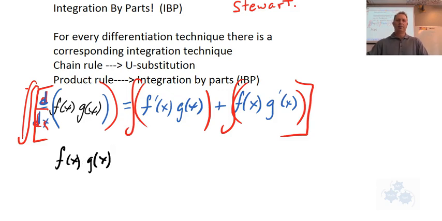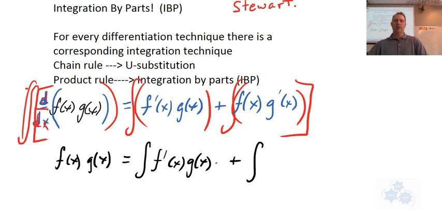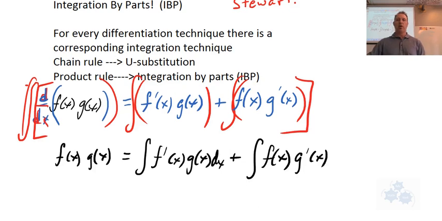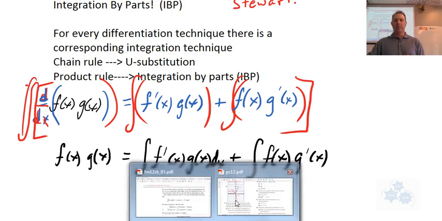On the other side, we have the integral of the derivative of one of the functions times the original function, plus also, and this is all dx, of course, plus this over here. So we have a function and its derivative, and a derivative and a function. Now, if we rearrange this just a little bit and pull one of them out, it doesn't matter which one, we isolate for one of these integrals, and let's go back to our textbook here.